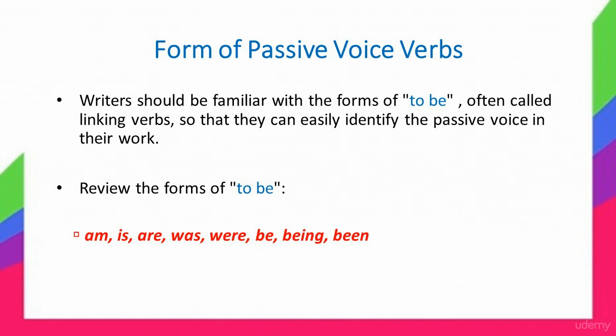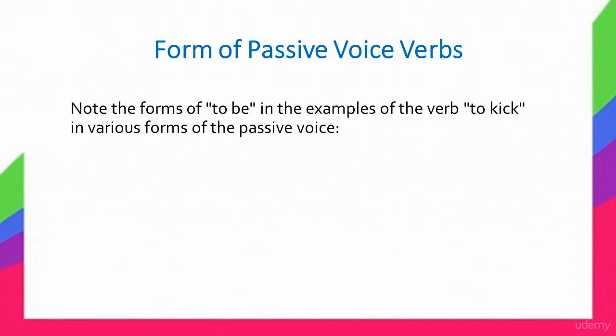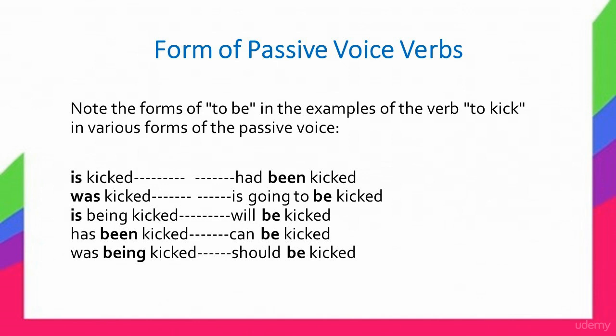Here is a quick review of forms of to be. Am, is, are, was, were, be, being, and been. Note the forms of to be in the examples of the verb to kick using various forms of the passive voice. Is kicked, was kicked, is being kicked, has been kicked, was being kicked, had been kicked, is going to be kicked, will be kicked, can be kicked, and should be kicked.